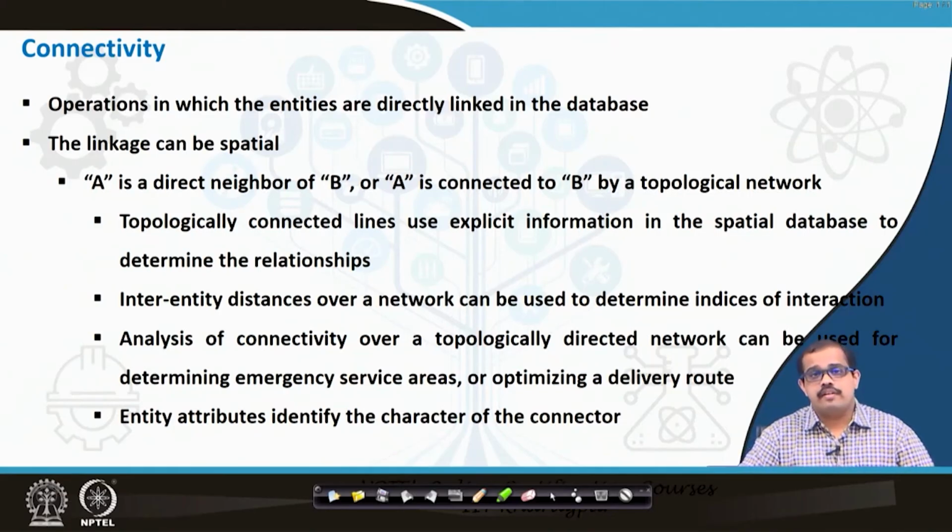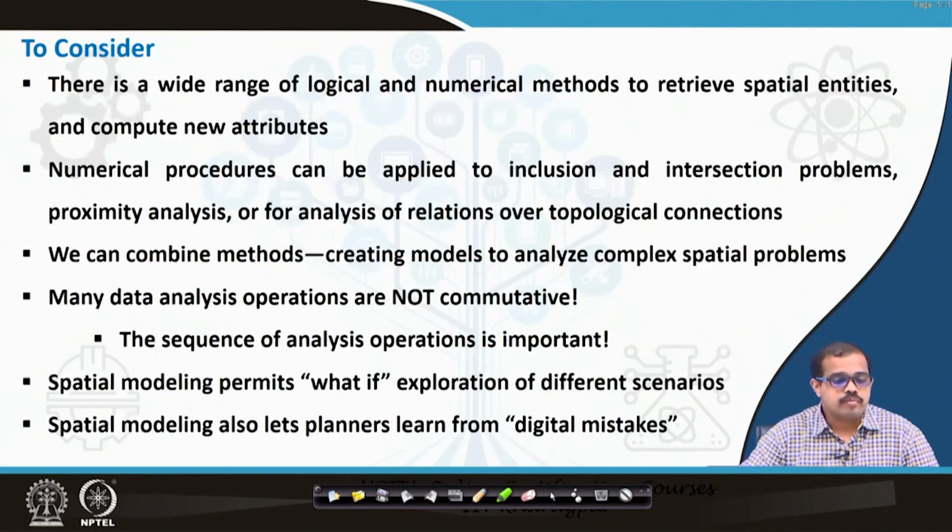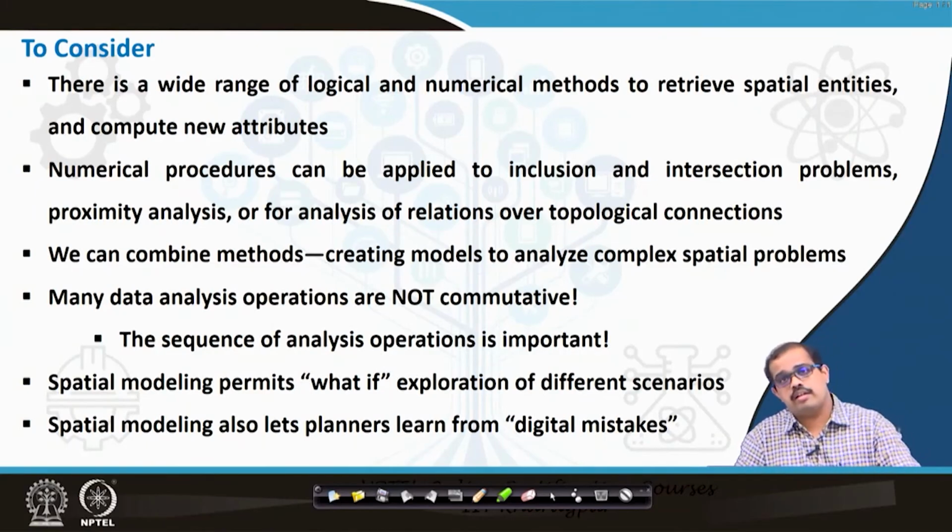Entity attributes identify the character of a connector. What are the different connectors? I have given you an example of what a connector is, what a node is, and how they are connected across each other.